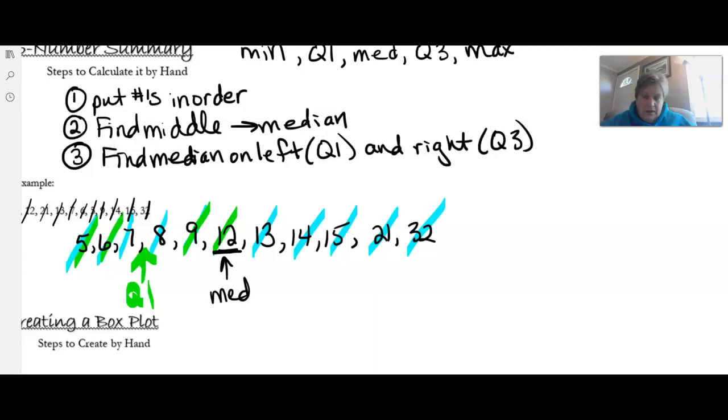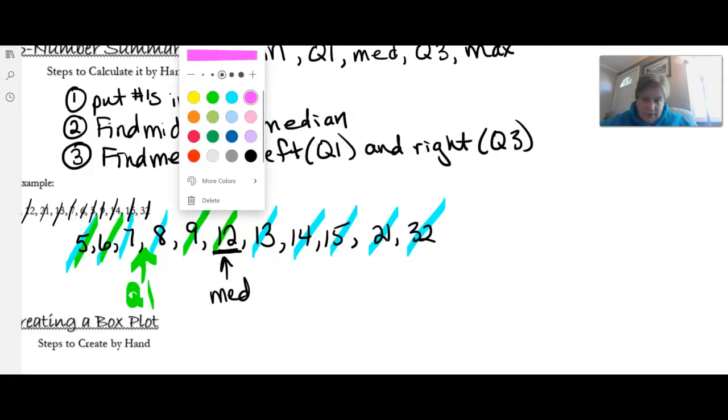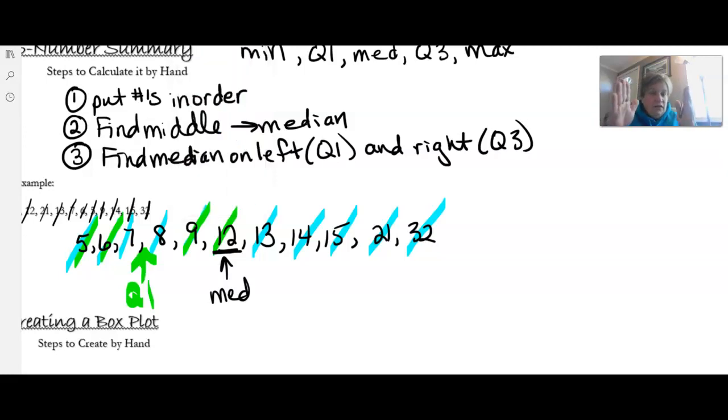Okay? If I would have started at 9, my quarter 1 would have been 7. But I'm going to include the 12, okay? And you could do that. Now let's do this other one. I'm going to use a different color on the right. So again, if I include the 12 on the left, I have to include it on the right. So I'm going to do 12 with 32, 13 with 21. And again, I have 2 numbers left. And so right here is quarter 3.